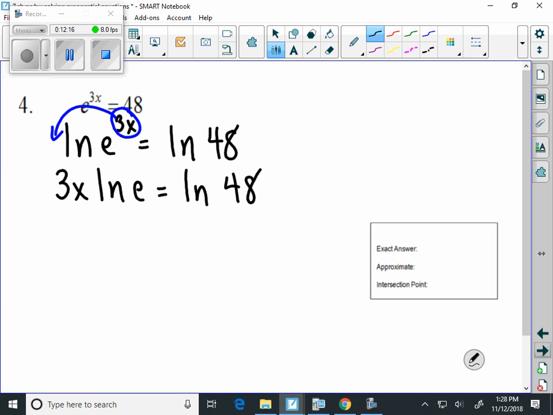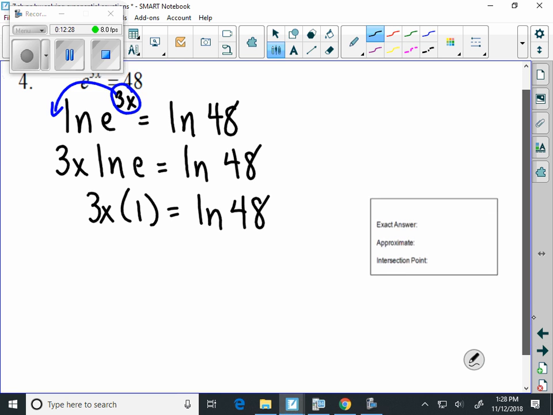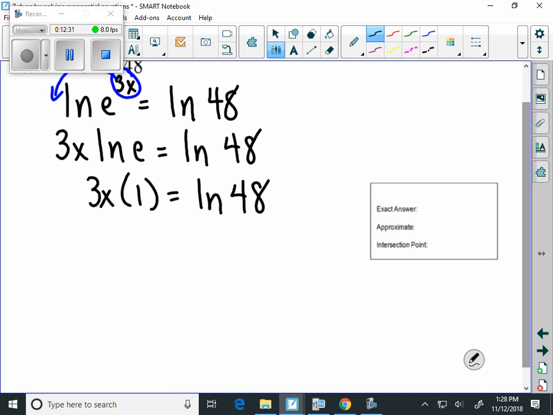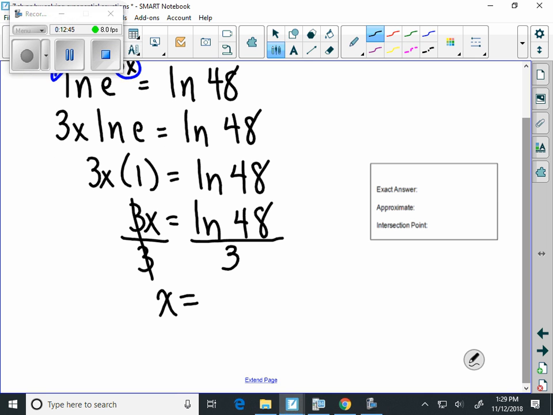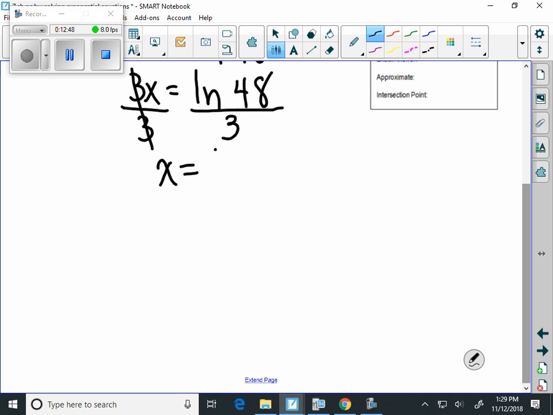Just like the last problem, natural log of e is 1. And a lot of you aren't going to write that, but hopefully you will at least write the step before that. So you probably go directly to 3x equals the natural log of 48. And then it's 3 times x. Opposite operation is to divide by 3. And that's going to give us our exact answer, which is natural log of 48 divided by 3.